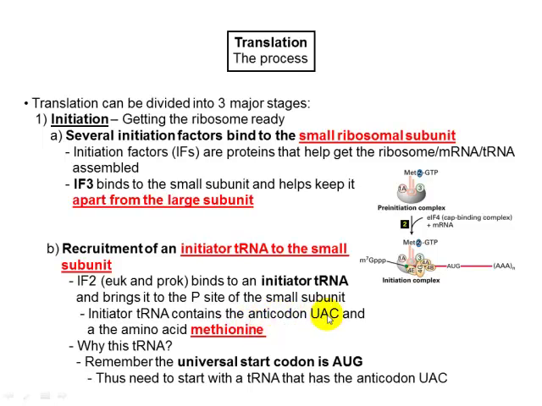So it recognizes here the anticodon that is UAC. Now, it's important to know the AUG is the start codon. Now, how are we going to remember that?